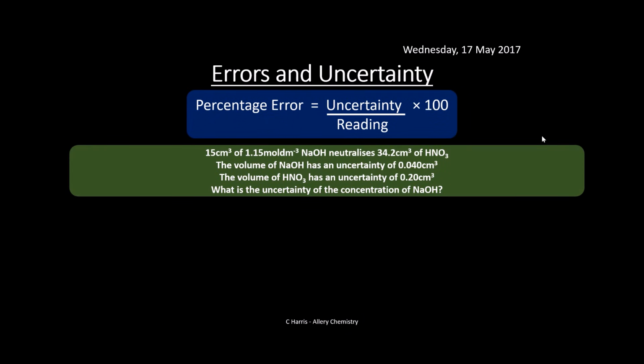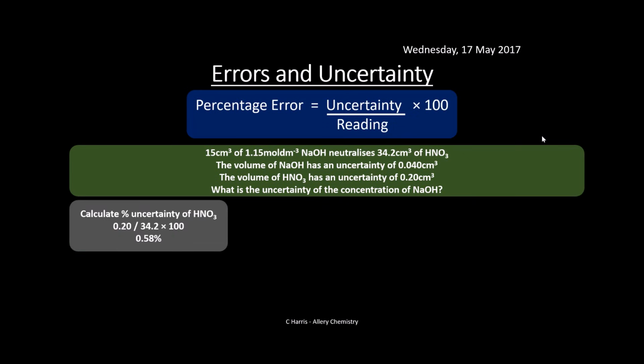Okay, so let's have a look at another example. So 15 centimeters cubed of 1.15 moles per dm cubed sodium hydroxide neutralizes 34.2 centimeters cubed of HNO3, which is nitric acid. So the volume of sodium hydroxide has an uncertainty of 0.040 centimeters cubed. The volume of nitric acid has an uncertainty of 0.2 centimeters cubed. And what is the uncertainty of the concentration of sodium hydroxide?